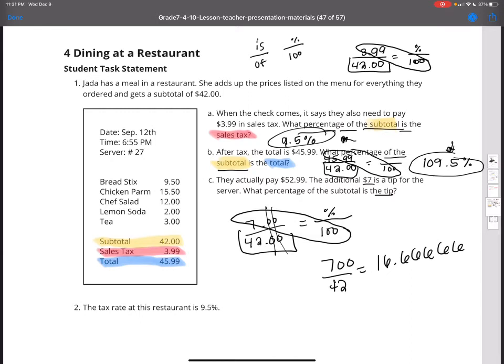16.666666. And we're going to round it to the nearest tenth, which is we're going to say 16.7%. About. Let's use that word, about 16.7%. Okay?